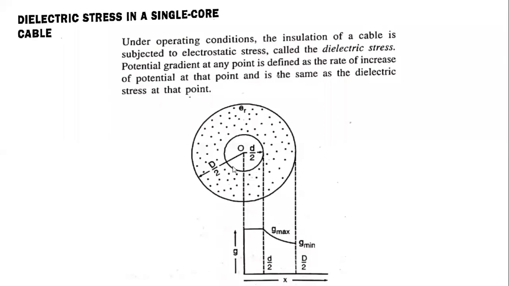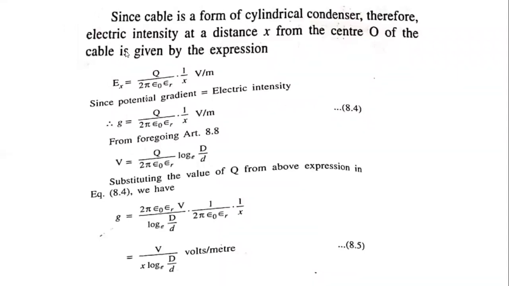This stress is called the dielectric stress. Therefore, the potential gradient at any point is defined as the ratio of increase of potential at that point, and is the same as the dielectric stress at that point. It is called the dielectric stress of a cable.